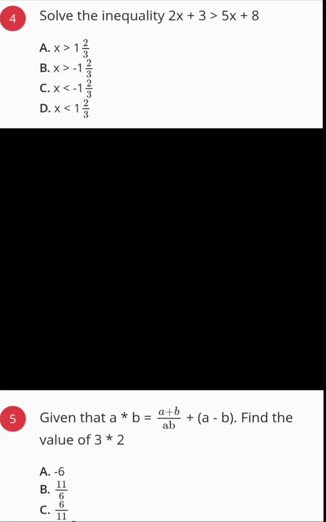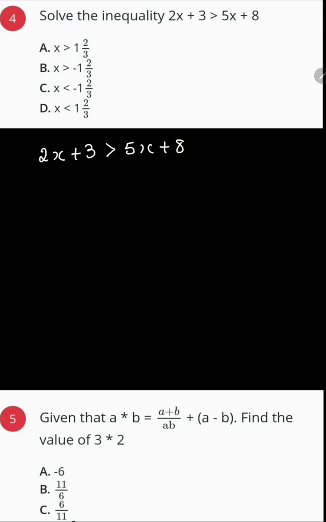Welcome back, students. So this is number 4 and 5, the solution to number 4 and 5. Now, in this question, we are asked to solve the inequality. So the inequality we have is 2x plus 3 greater than 5x plus 8.